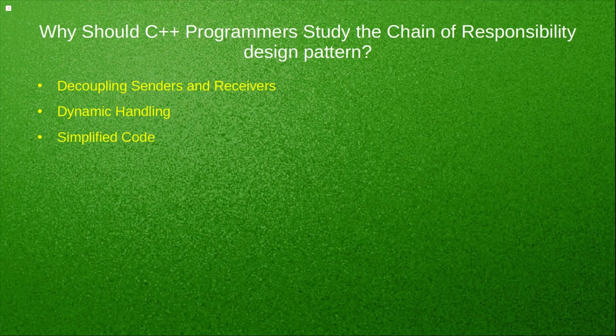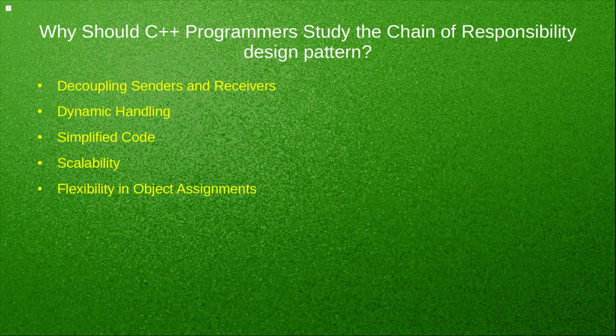Simplified code. Instead of having complex conditional logic to determine which handler should process a request, C++ programmers can create cleaner, more maintainable code structures where each handler is responsible for its own processing logic. Scalability. As new handling logic or functionality is required, new handlers can be introduced into the chain without disrupting existing code. This makes the system more scalable and easier to extend.